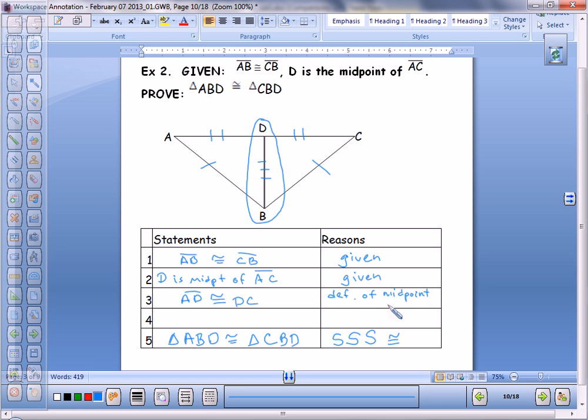So I'm showing one pair of sides, two pairs of sides. What do I need here? I need that third pair of sides, don't I? So what is that? I have not explained this yet. So that would be DB is congruent to BD. Reflexive property. Any questions on side, side, side used in a proof?